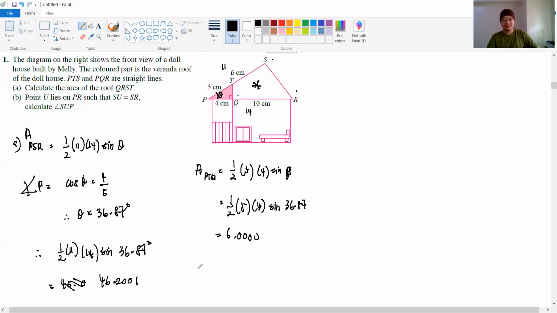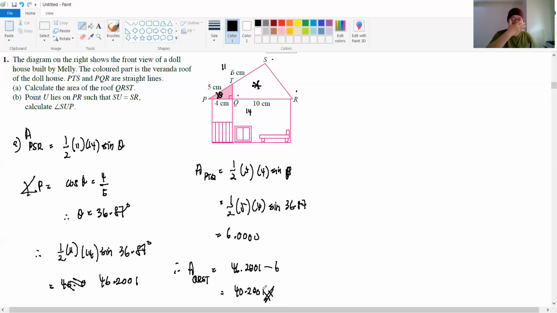Okay, 6. Therefore, area of QRST is 46.2001 minus 6. So the answer will be 40.2001. Settle. That is your answer for A.